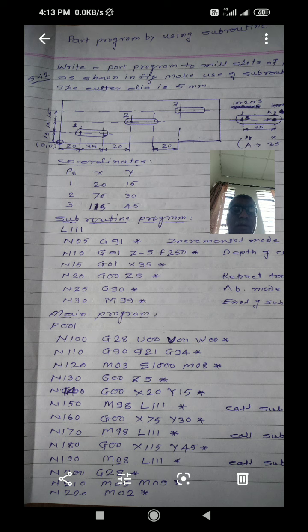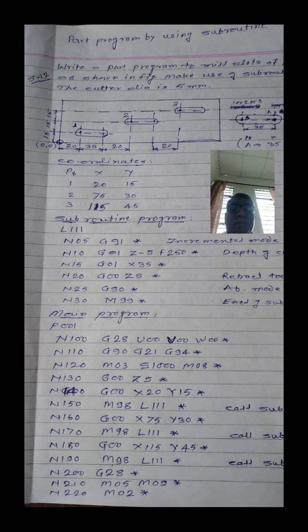To call the subroutine in the main program, you have to use the code M98 and give the program number. And at the end of the subroutine, you have to use the code M99. A subroutine is always written in the incremental mode, that is G91 code. You have to write a subprogram always in the incremental coordinate measuring system, and the main program is written in the absolute coordinate measuring system, that is G90. Is it clear?